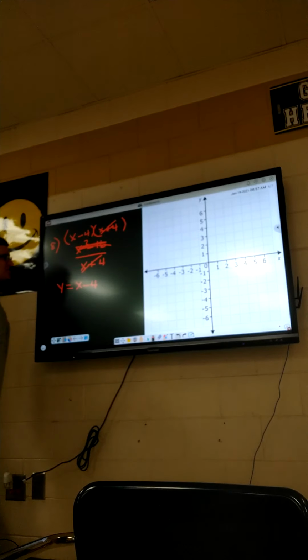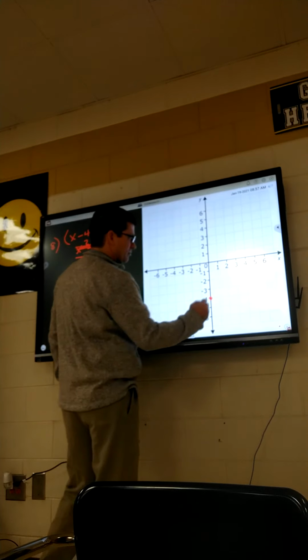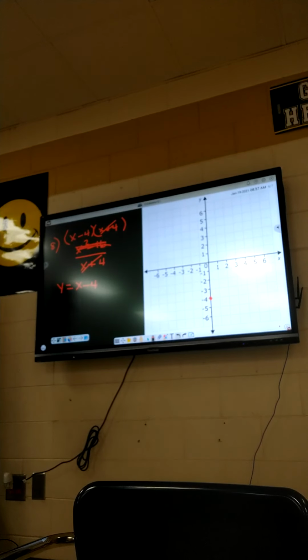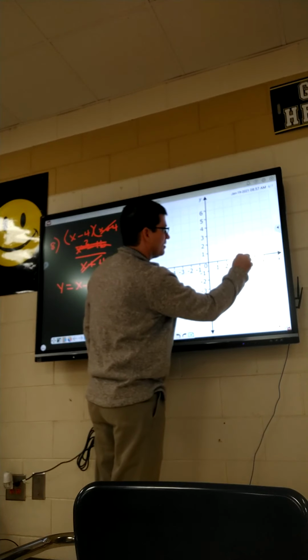All right, where do I start out on this one? Where's the starting point? Negative 4. Put a point. All right, what number's in front of x right here? 1, so my rise over run is 1 over 1. So y'all need to draw a line right through there.